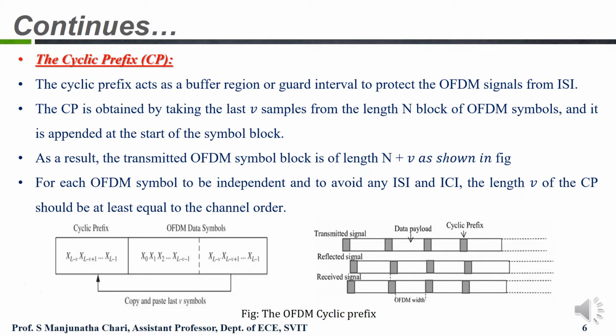These OFDM symbols are independent and it avoids ISI and ICI, that is inter-symbol interference and inter-channel interference. Here V is the length of the cyclic prefix. It should be at least equal to the channel order.